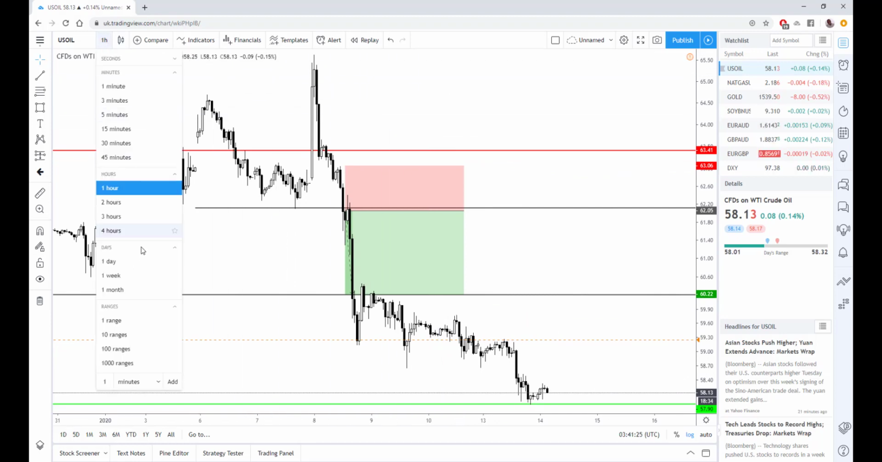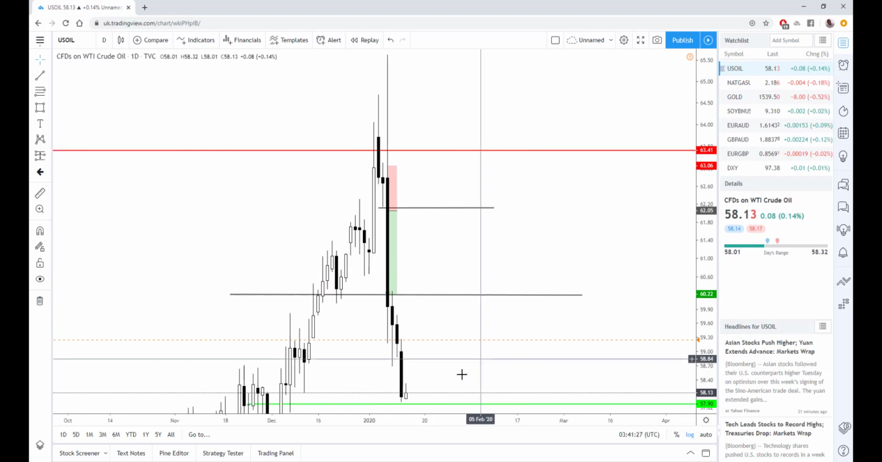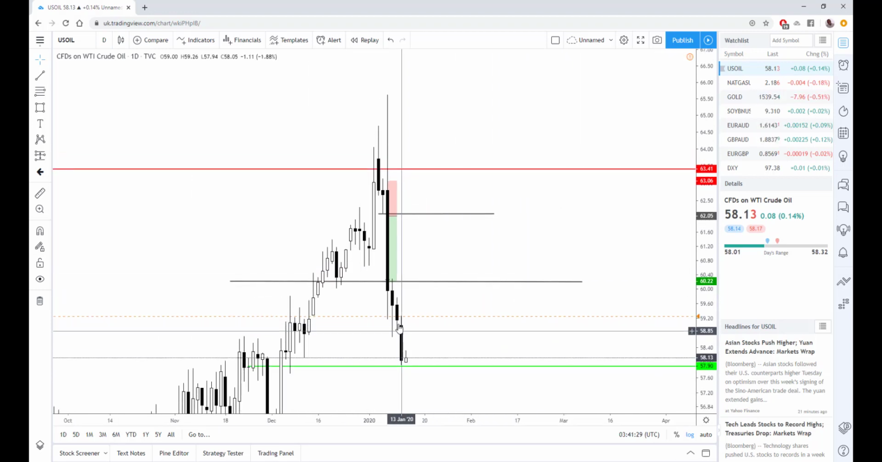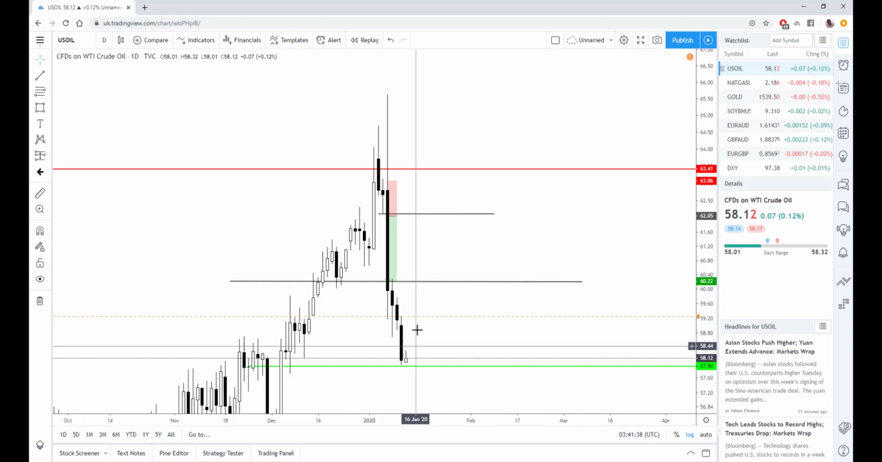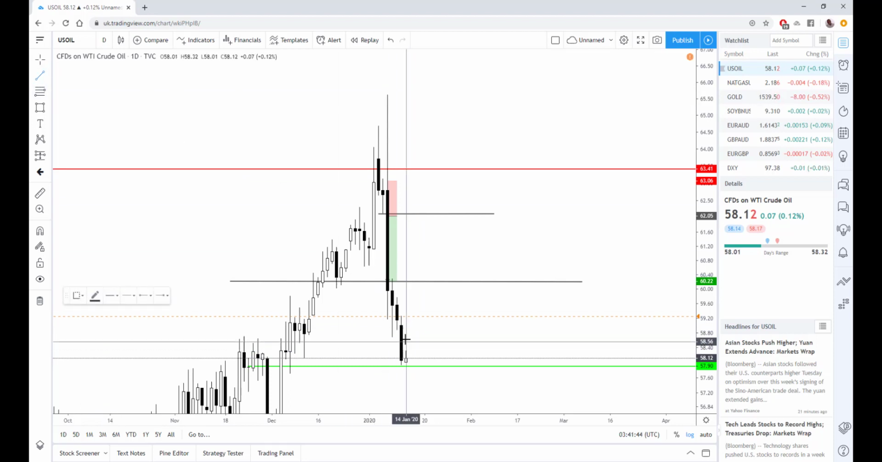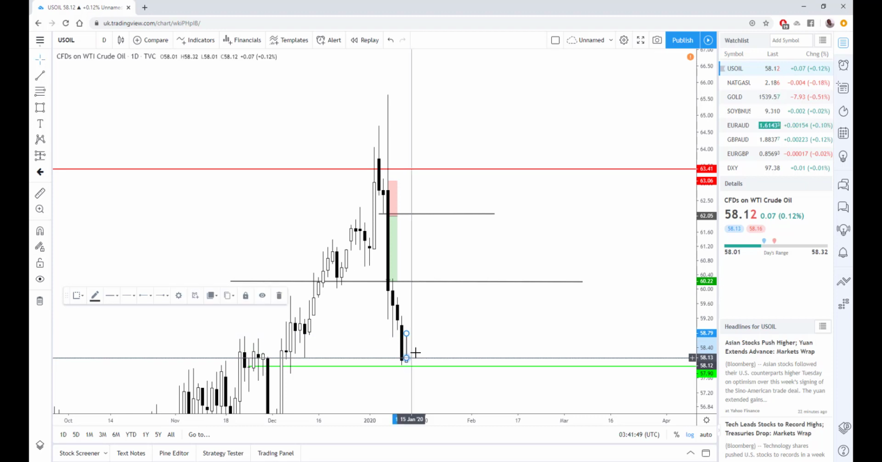Okay, so for example, let's see what we have on the daily. Let's say we have 1, 2, and today's candle goes all the way up, then we have a swing formed. All right, so what we're gonna do is, let's say today's candle goes as high as there.